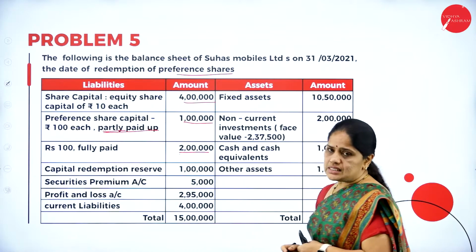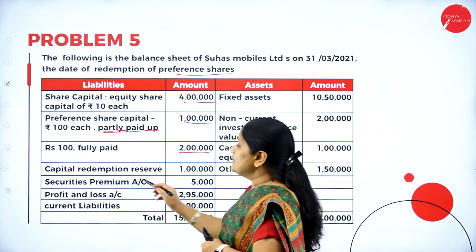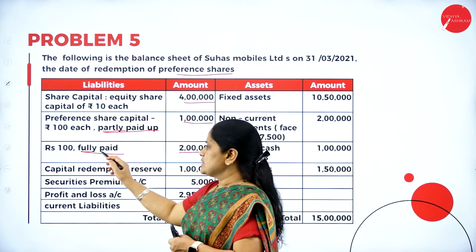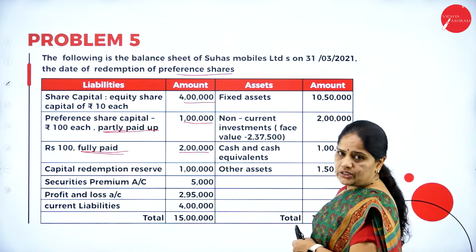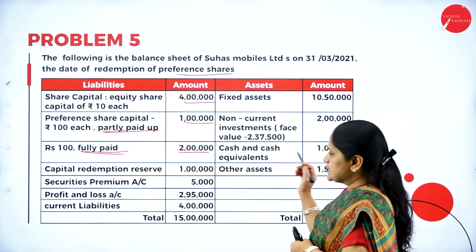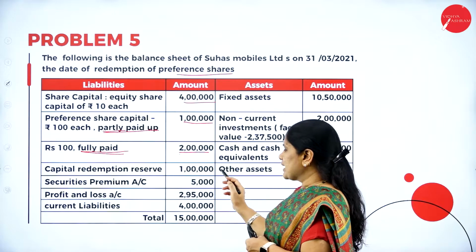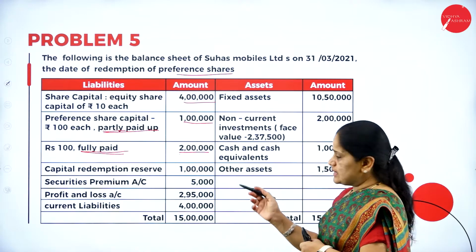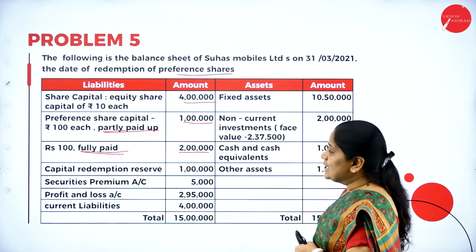Now we should understand that we will be carrying out the redemption only if the shares are fully paid. So we will take into consideration only the shares which are fully paid, that is 2 lakhs worth of preference shares. Next, capital redemption reserve 1 lakh, securities premium account 5,000, profit and loss account 2 lakhs 95,000, current liabilities 4 lakhs, total is 15 lakhs.